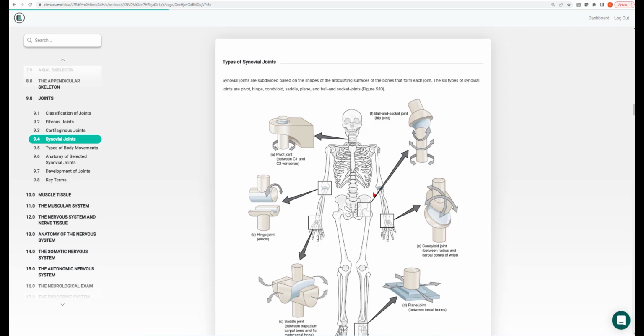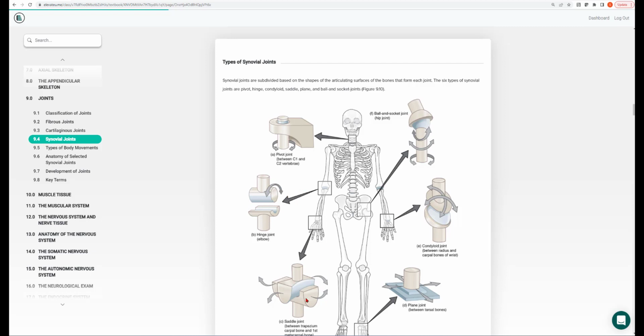Now, of these 6 distinct different types of movement, just like I introduced in the pre-lab video, I believe this is for pre-lab 5, there are only 3 of these that I am going to ask you to know more about. So as we go through this, I want you to be focusing on pivot joint. I want you focusing on ball and socket joint. And I want you focusing on hinge joint.